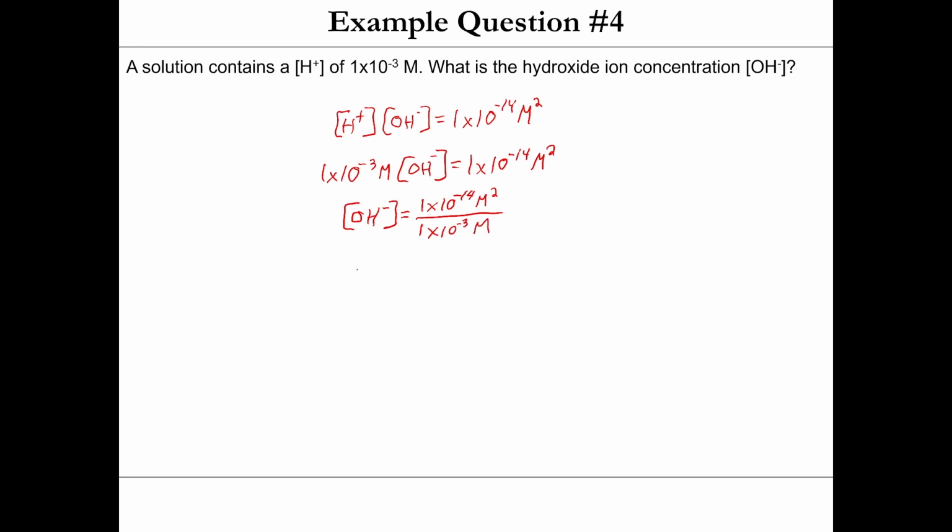So if you plug that into your calculator, or just do it in your head if you really want to impress yourself, you can get the hydroxide ion concentration, which would equal 1 times 10 to the negative 11 molar. So easy peasy, but it's good to go through these.